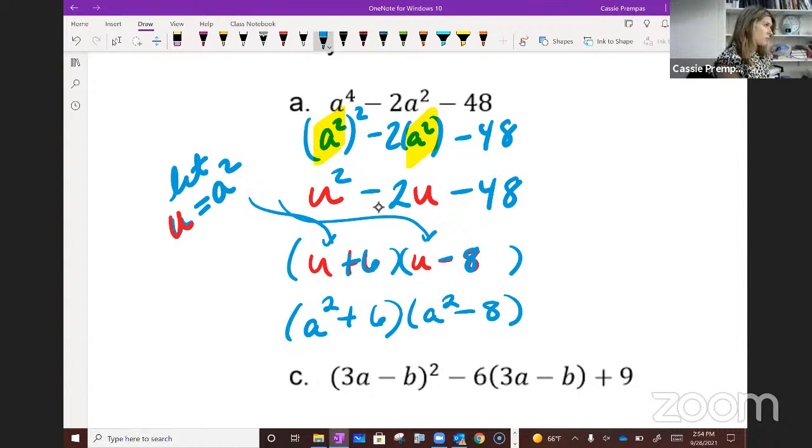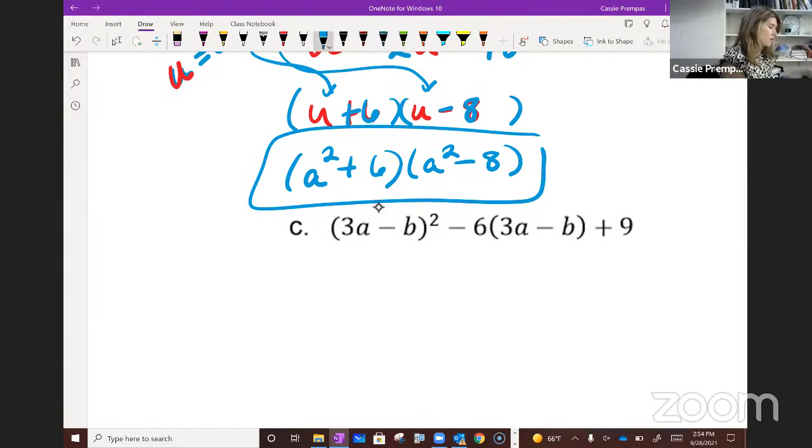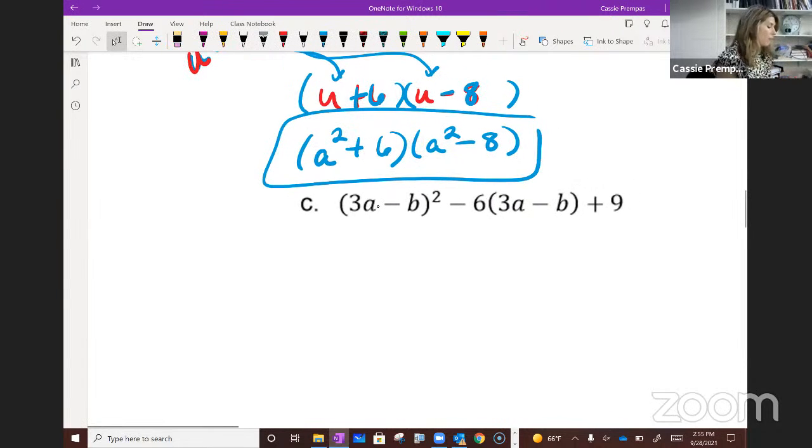Why did we change it in the first place? It just helps visually for us to look at it like we did last night. You don't have to, but here is one of the reasons we started with that. Let's skip B for right now and let's jump to C. Quite a jump. Letter C, this one, it might be really helpful to use U substitution.